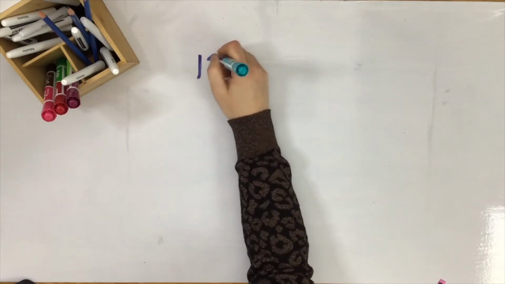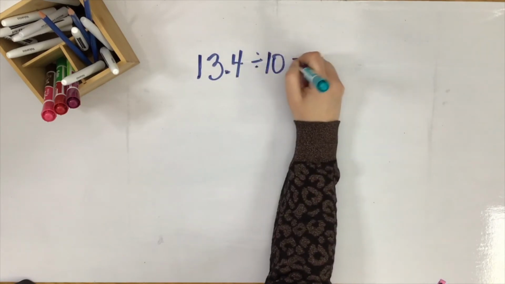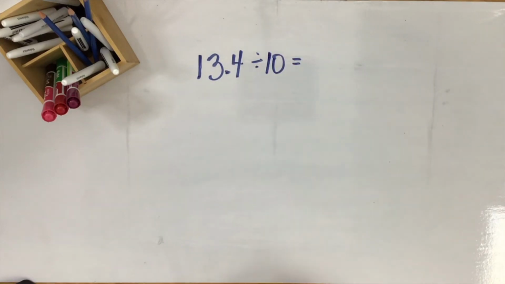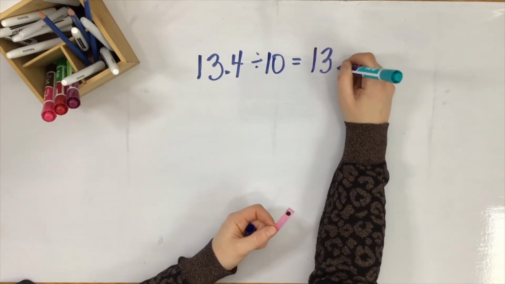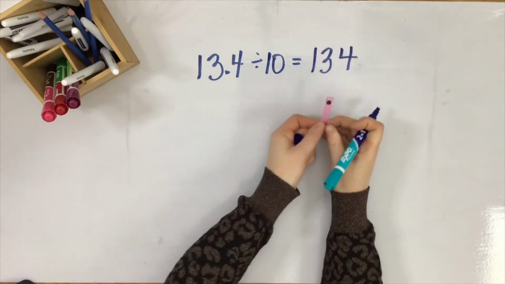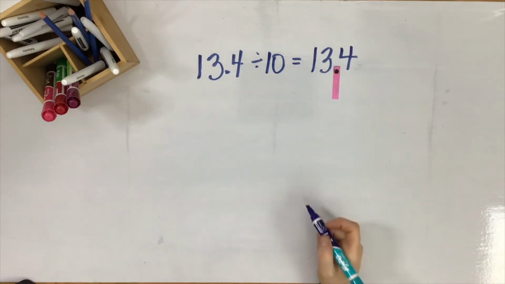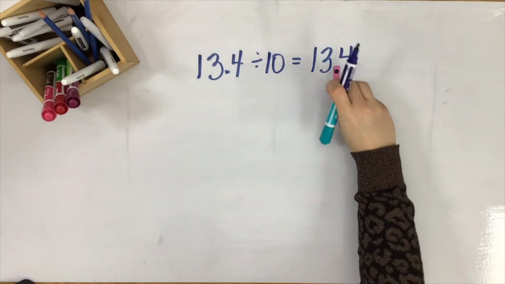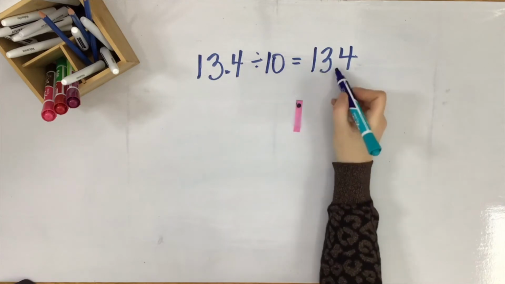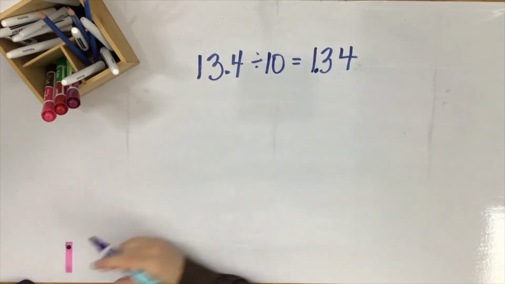Let's try 13.4 divided by 10. The effect that dividing by 10 has on our number is it moves the decimal place one time to the left. Dividing by 10 makes it 10 times smaller. So the decimal that used to be here is now here. 1 34/100ths.